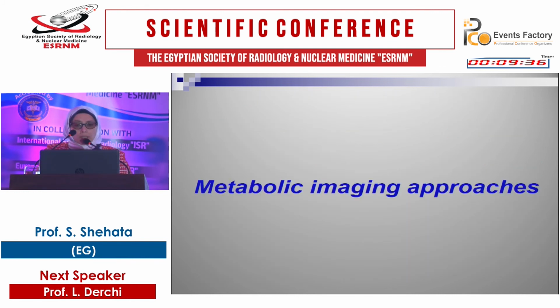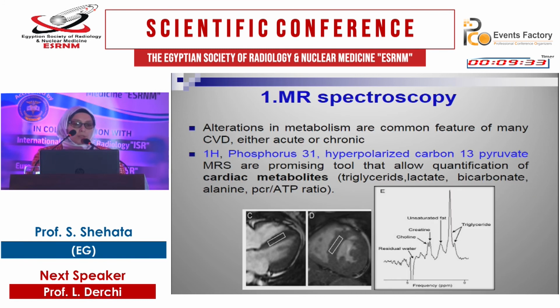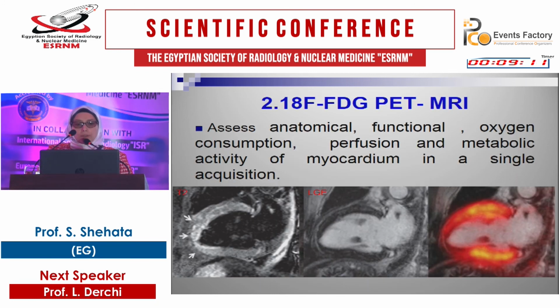Metabolic imaging, also applied by MRI, MR spectroscopy, allows determination of alterations in metabolism, which are a common feature of many cardiovascular diseases, either acute or chronic. H1 and phosphorus-31 or hyperpolarized carbon-13 pyruvate can detect cardiac metabolites. This figure shows the interventricular septum with high triglyceride content. 18F-FDG PET MRI allows assessment of the anatomical, functional, oxygen consumption, perfusion, and metabolic activity of the myocardium, all in a single acquisition.